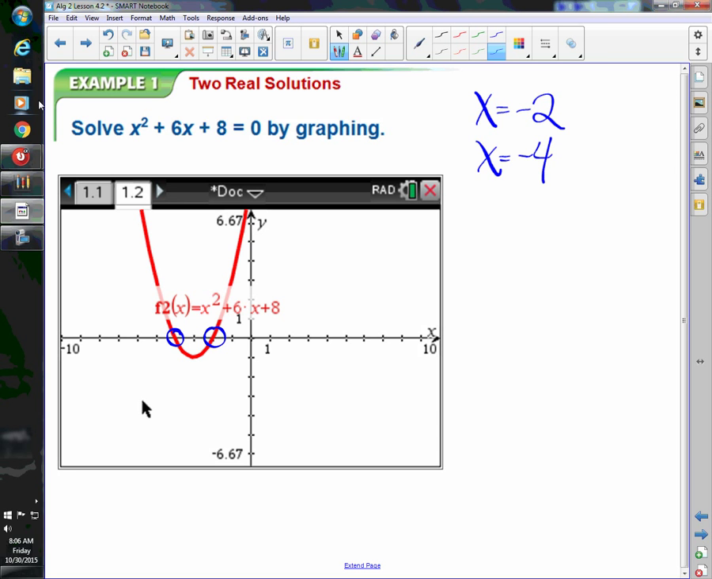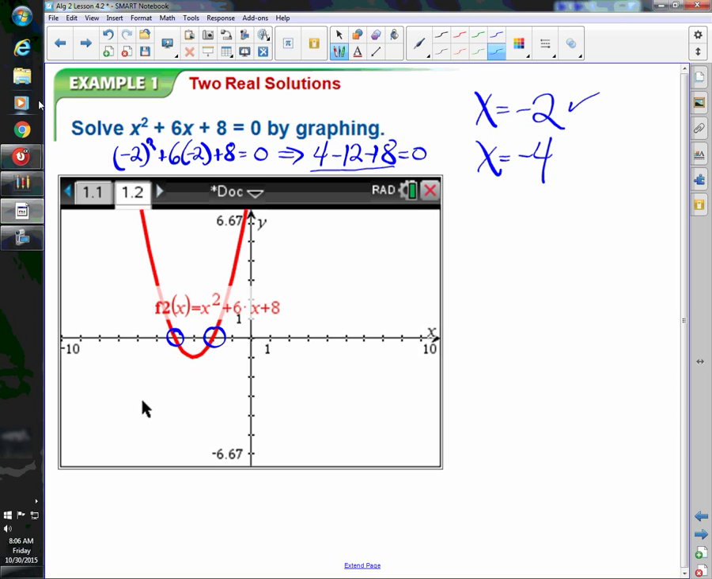If I substitute those into the equation, let's just substitute a -2 to show you. -2 squared plus 6 times -2 plus 8 equals 0. That would give me 4 minus 12 plus 8 equals 0. And we can see 4 minus 12 is -8. -8 plus 8 is 0. So this is a solution. And likewise, you can check -4 and see that it's a solution as well.